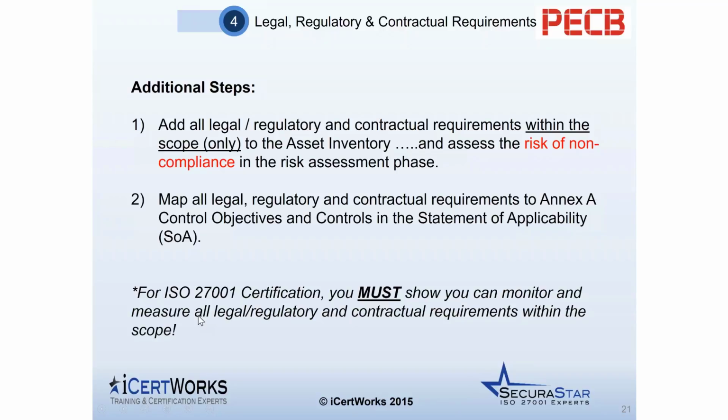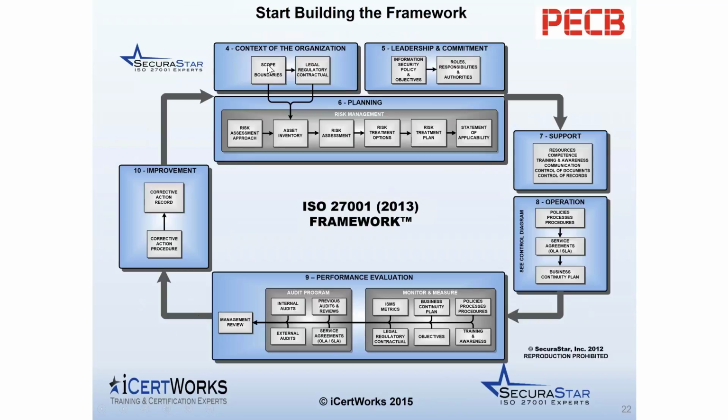Here is where we are at now. We covered all of the context of the organization here. We have the scope and boundaries here now that we've defined it. Only the legal regulatory within the scope is monitored and measurable down here. We can now create our asset inventory of what's in and what's out for the risk assessment, and we can start moving down the line and finishing up these other requirements, the risk treatment plan, the statement of applicability, and so on and so forth.